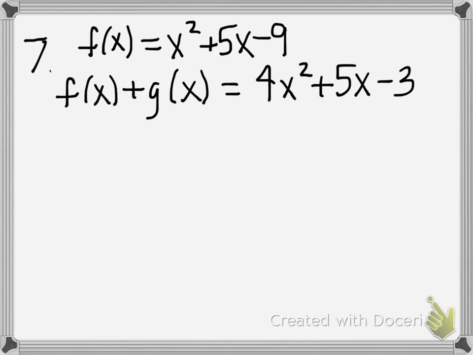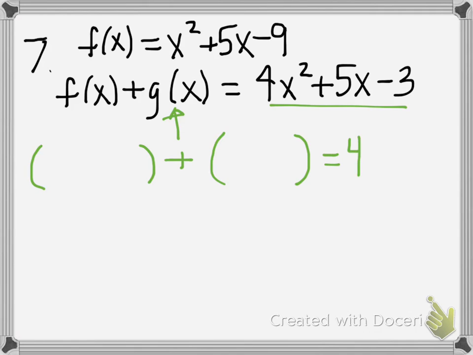Alright, for number 7, they give you one polynomial, which they name f of x using function notation, and they ask you to find the next polynomial, g of x, in order to get a total of 4x squared plus 5x minus 3. So you could set this up. F of x, we'll leave room to write that in, plus g of x, which we're going to have to figure out, is equal to this total here, which is 4x squared plus 5x minus 3.